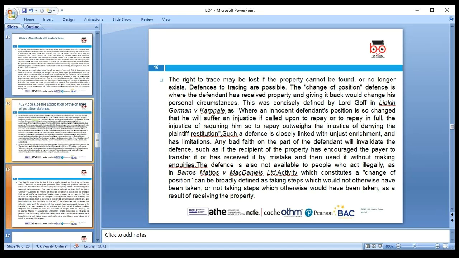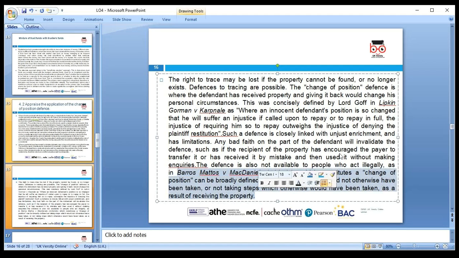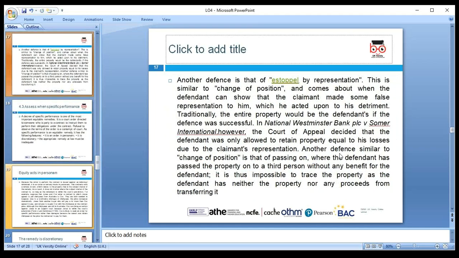This was concisely defined by the Lord in this case: where the innocent defendant's position is so changed that he will suffer an injustice if called upon to repay, or to repay in full, the injustice of repaying outweighs the injustice of denying the plaintiff. Such a defense is closely linked with unjust enrichment and has limitations. Bad faith on the part of the defendant invalidates the defense. There is a case law, so we can look around in detail.